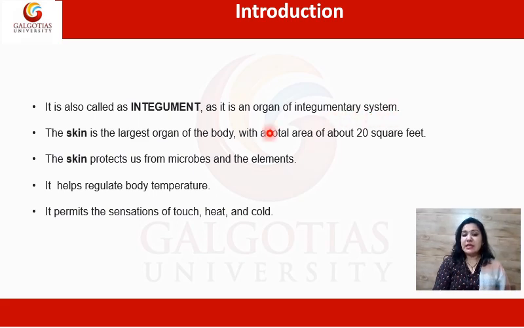The skin is the largest organ of our body as it covers the whole body with a total area of 20 square feet. The skin protects us from microbes and the elements, and it helps to regulate our body temperature. Skin also permits the sensation of touch, heat, and cold.